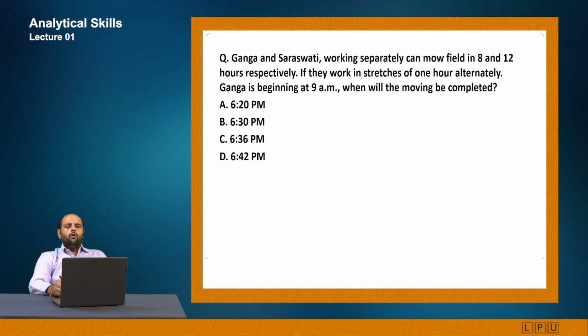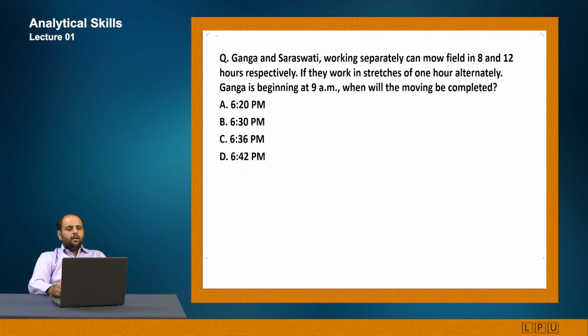Okay, now there is a next type that is to be known as the alternate days. What is the meaning of the alternate days? Alternate days means that I am doing a work on one day, and on another day the second person will be coming, or alternate hours. In 1 hour one person is doing, in another hour the second person is doing, and so on. Okay, so let's understand with an example.